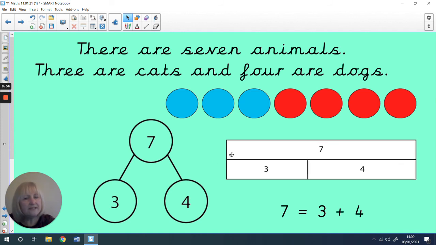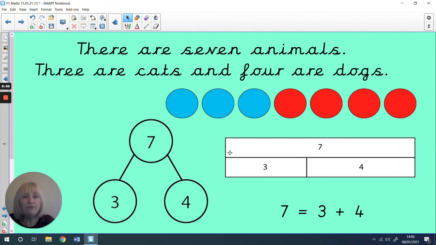And remember, this model as well can help us. Do you remember it's a bit like that chocolate bar? It's called the bar model. And the big line across the top is the whole amount. So all of them together, 7 animals. But then the bottom line is split into 2 of the parts. 3 here, that's the 3 cats, and 4 here, that's the 4 dogs.